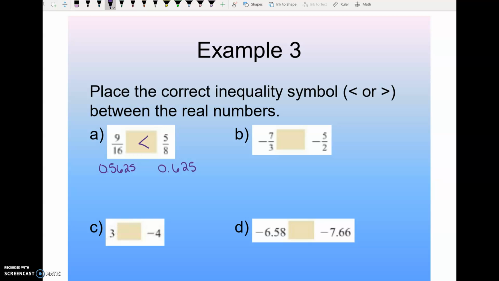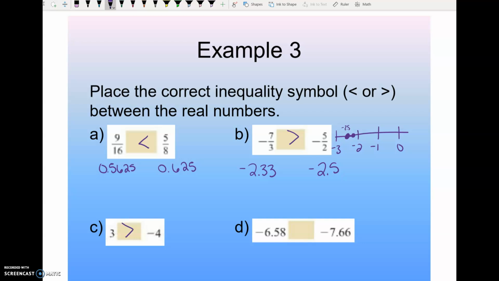-7/3 and -5/2. We've got -2.33. 5/2 is 2.5, so -2.5. Now with negatives, this can be a little tricky, but remember, if here's 0, -2.5 is here, -2.33 comes before that. So -2.5 is actually smaller. -2.33 is bigger. With negatives, you want the one that is closer to 0. The one that's closer to 0 is the bigger one.